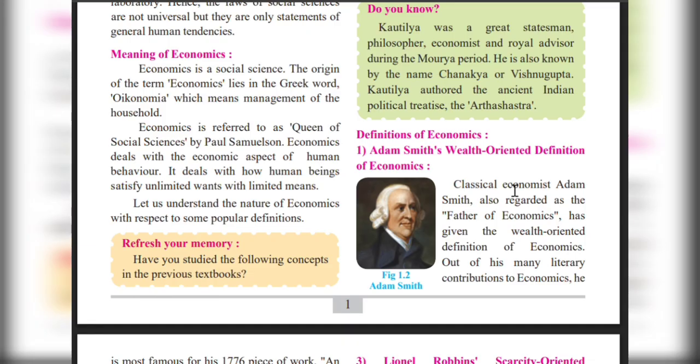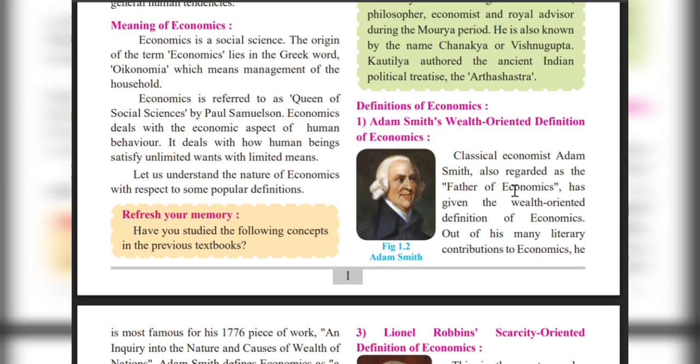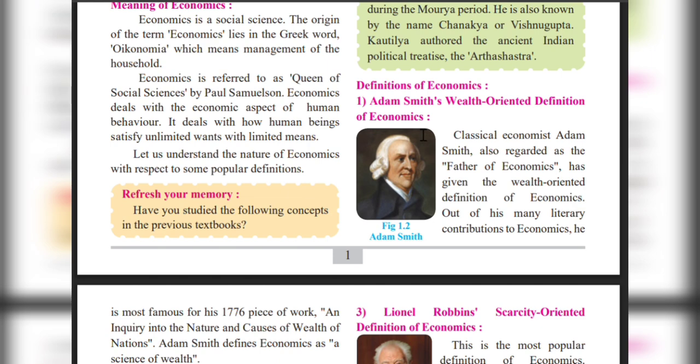Different economists defined economics differently because each focused on a different aspect. First of all, let's see Adam Smith's wealth-oriented definition of economics. Adam Smith is called the father of economics. He defined economics as the science of wealth.